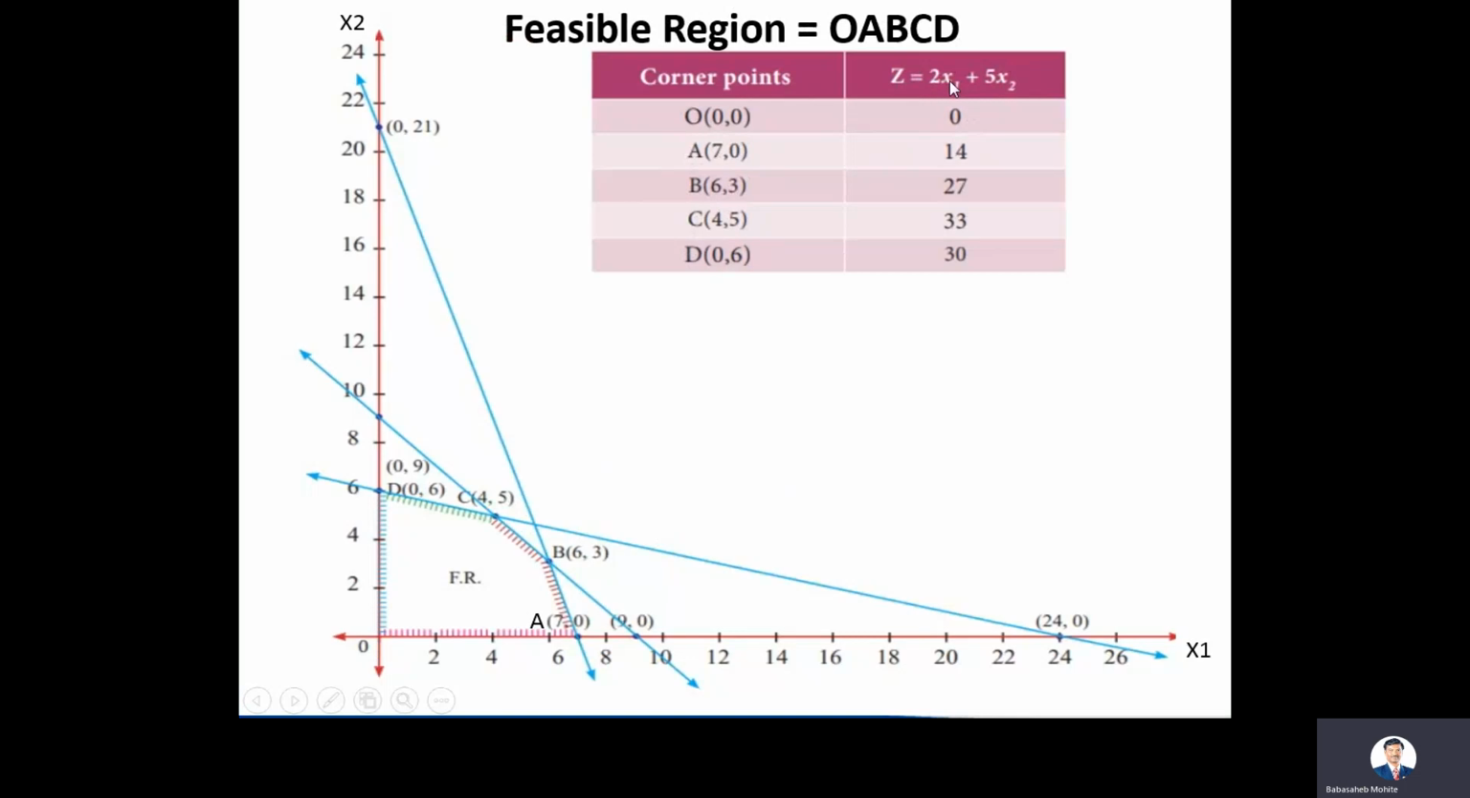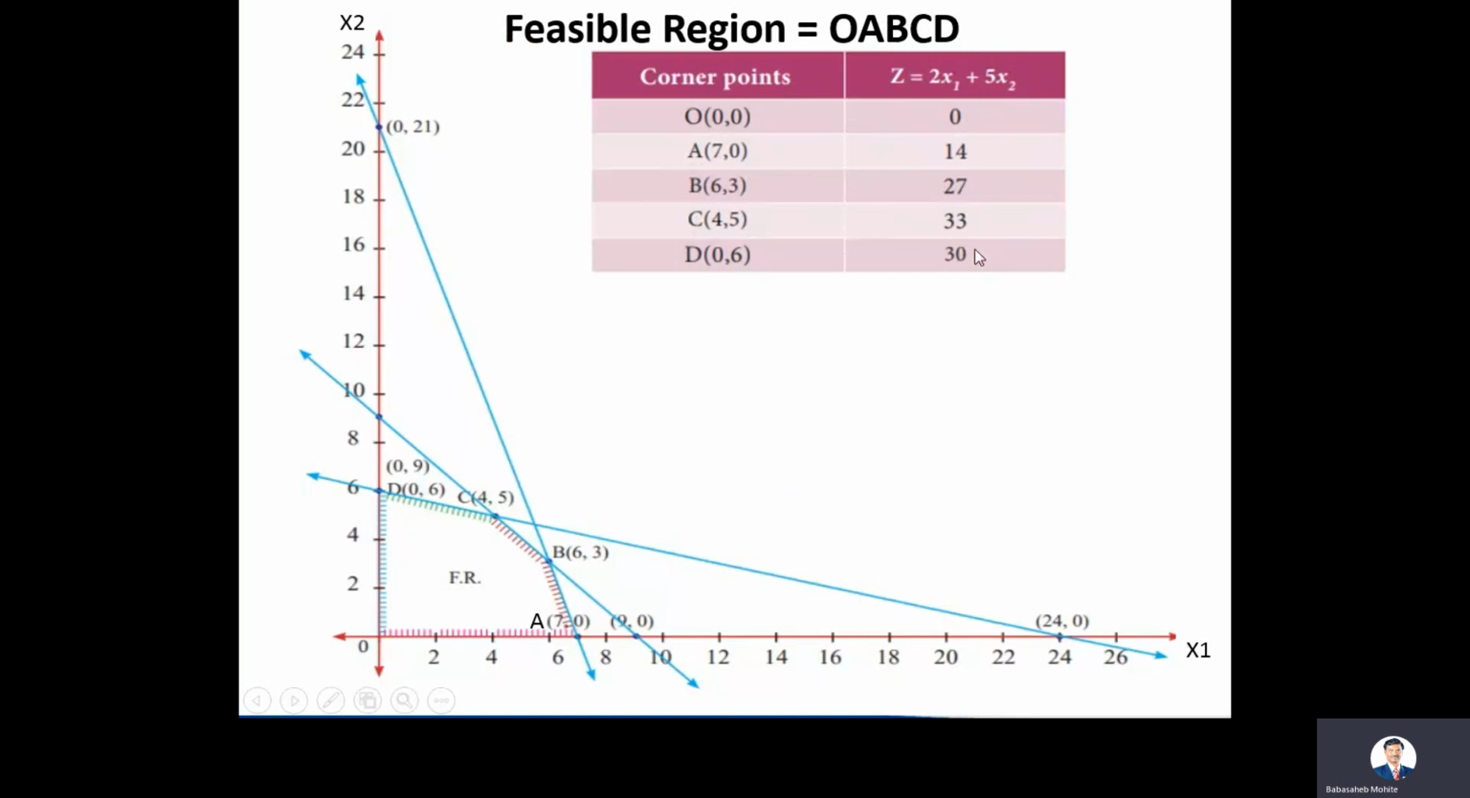Likewise, if I put the value 6 in place of x1 and the value 3 in place of x2, and solve the expression, I get the value of z equal to 27. If I put x1 equal to 4 and x2 equal to 5, and solve this expression, I get the value of z equal to 33. Likewise, if I put x1 equal to 0 and x2 equal to 6 in this equation, we will get the value of z.